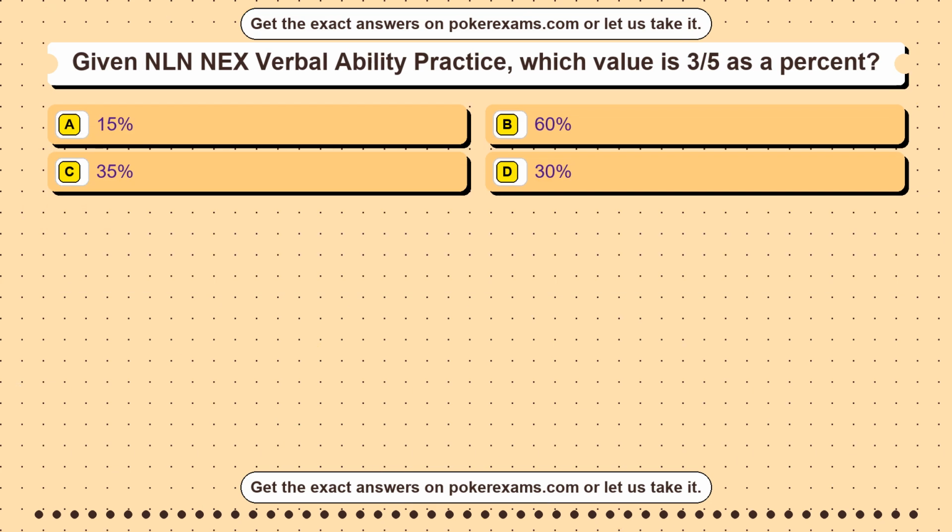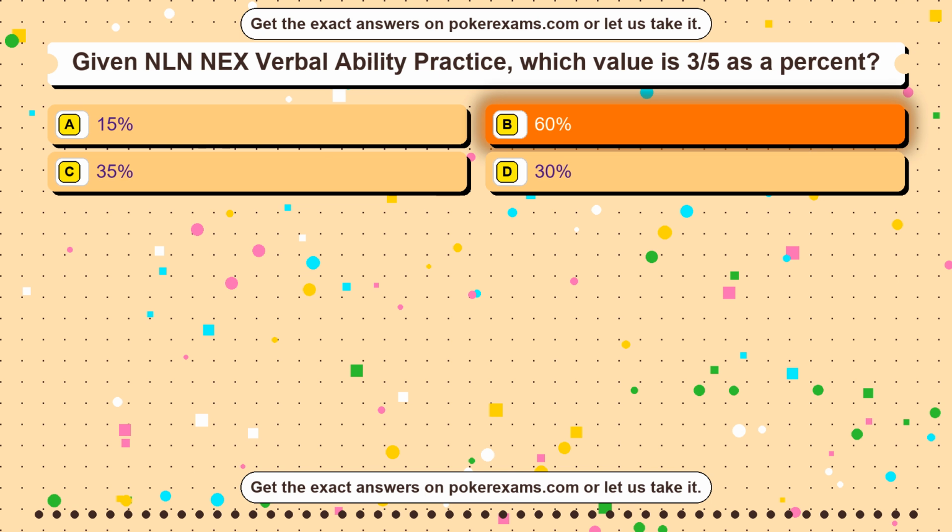Question 28. Given get statistics practice, which punctuation mark separates items in a simple list? Option A colon only. Option B comma. Option C apostrophe. Option D hyphen. The correct answer is option B.